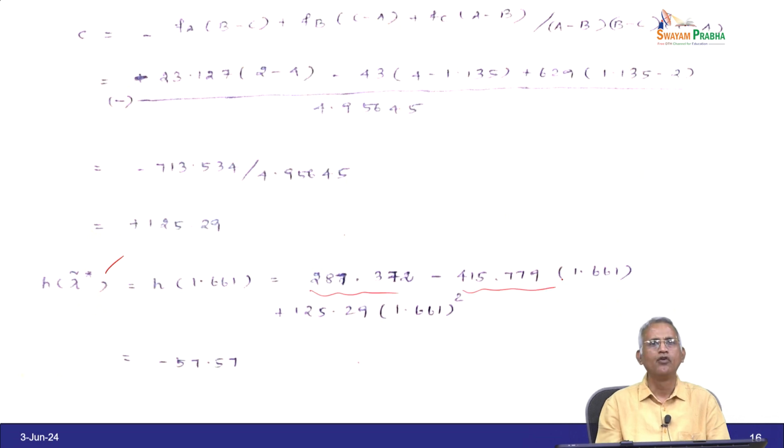Therefore, H of lambda star is equal to H of 1.661, equal to 287.372 minus 415.779 into 1.661 plus 125.29 into 1.661 whole square, which is equal to minus 57.57.